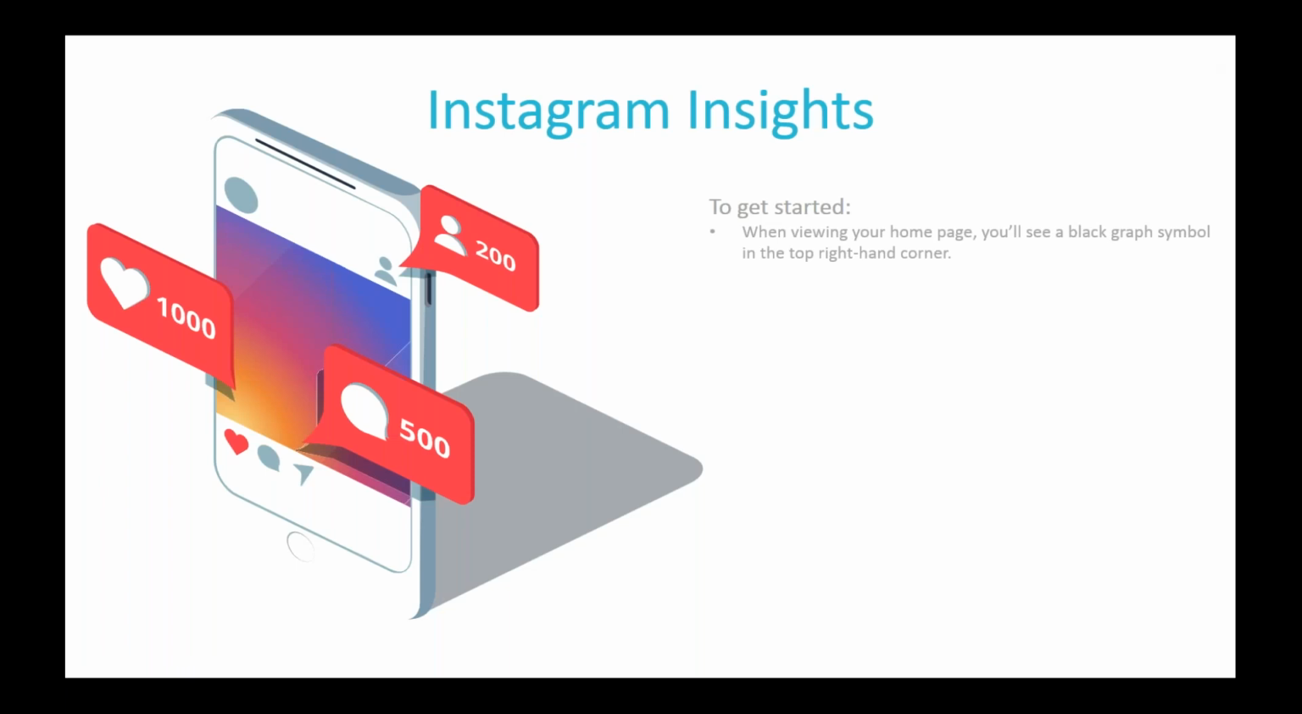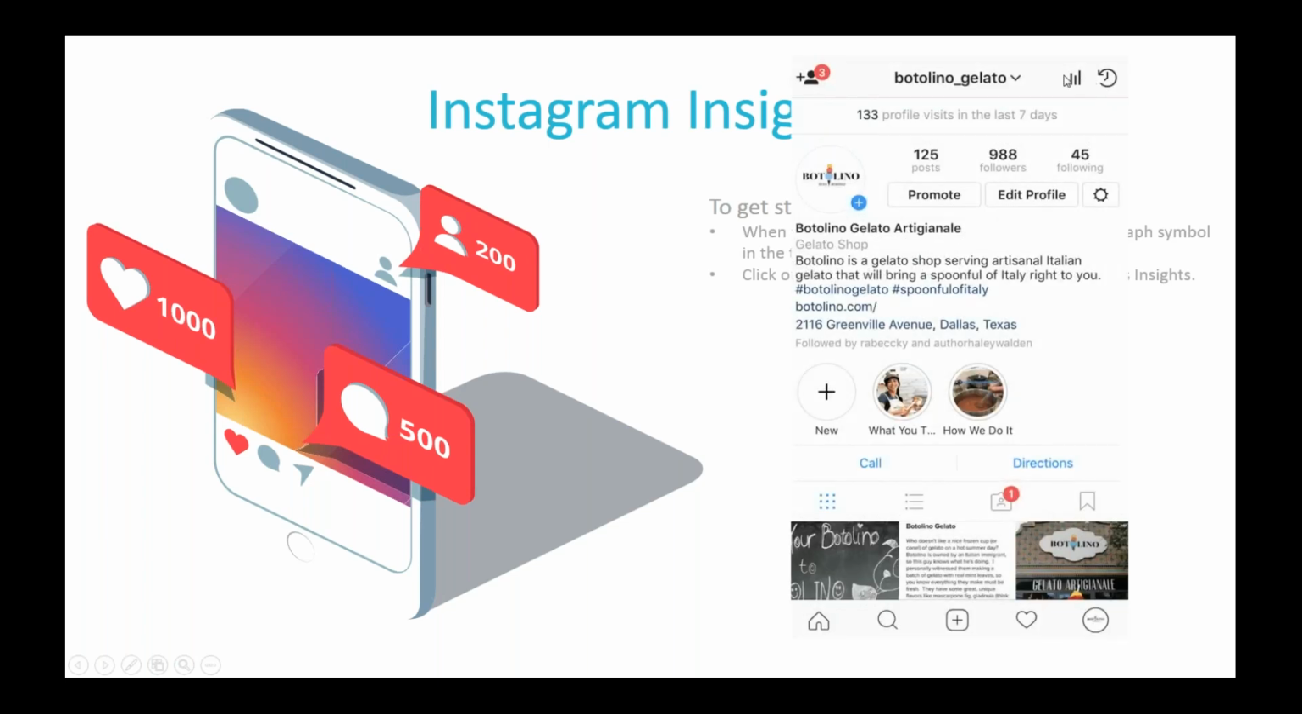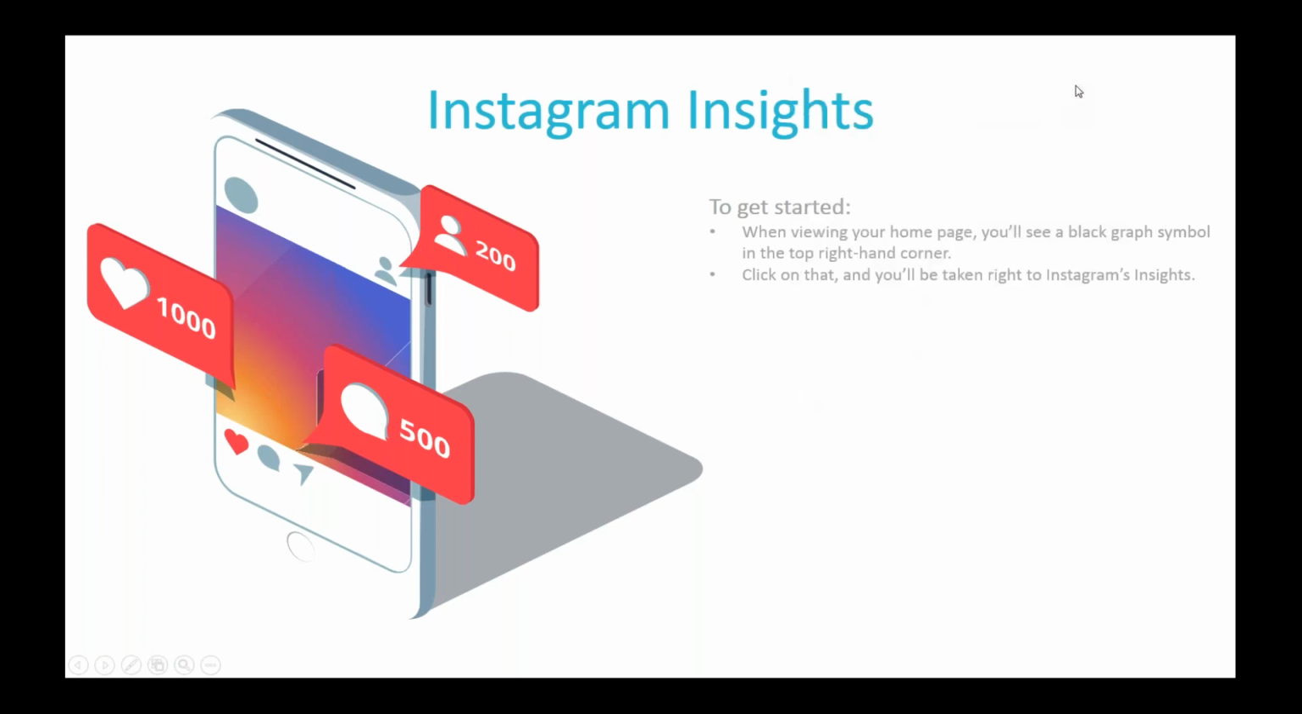So to get started, when viewing your homepage on your mobile device, and this is only on a business page, you'll see a black graph symbol on the top right-hand corner, and you'll click on that, and you're going to be taken into Instagram Insights. So it'll be right here. Click this, it'll take you into Insights.